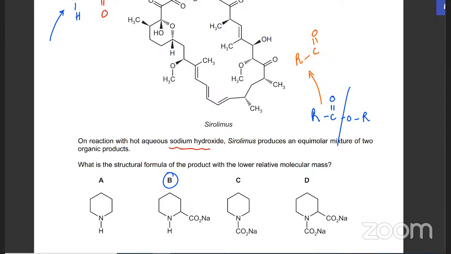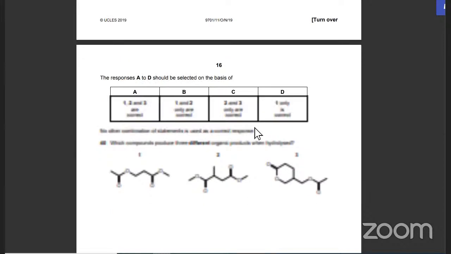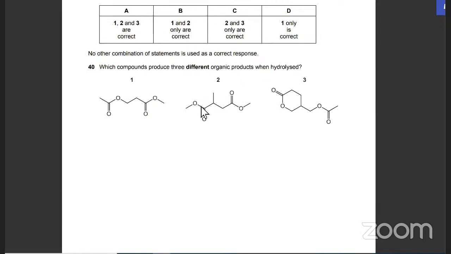So the double bond O goes over here, and the OH from water gets added, and on the other side, an H gets added. Anyways, coming back to the paper. Let's start very quickly. Starting with the first question: which compounds produce 3 different organic products when they're hydrolyzed? So that's the same question. Esters are going to break down.